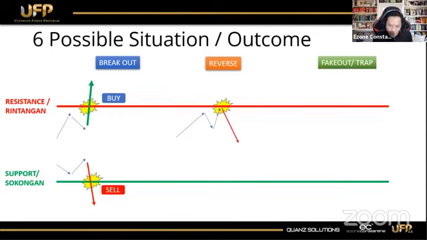The resistance is too strong until the price is not able to break out. Instead of breaking out, it reverses. Now, for a Forex trader, if something is too strong and it reverses, you're going to take the opportunity here to sell and make money. You all clear about this? So you can make money about 20, 30, 40 pips. It depends. We see situation by situation.